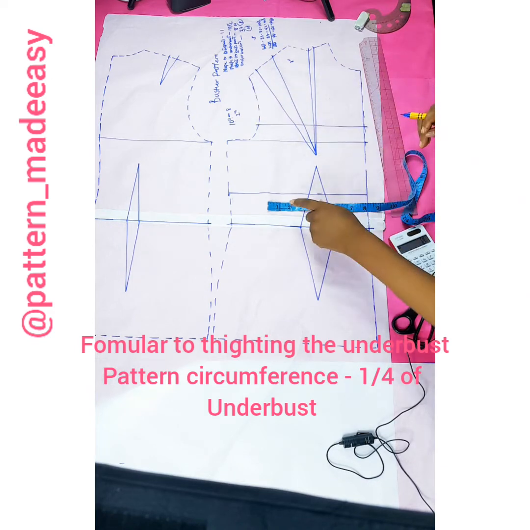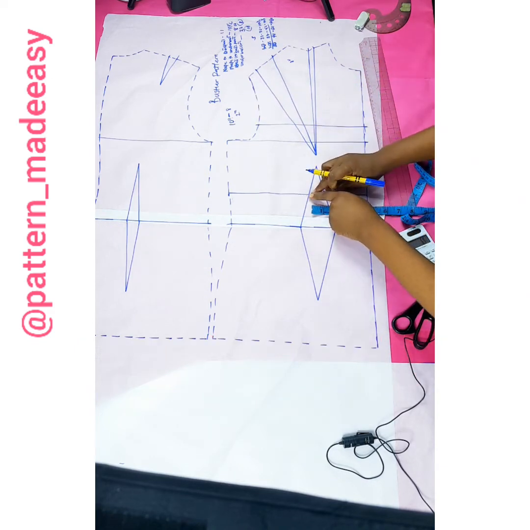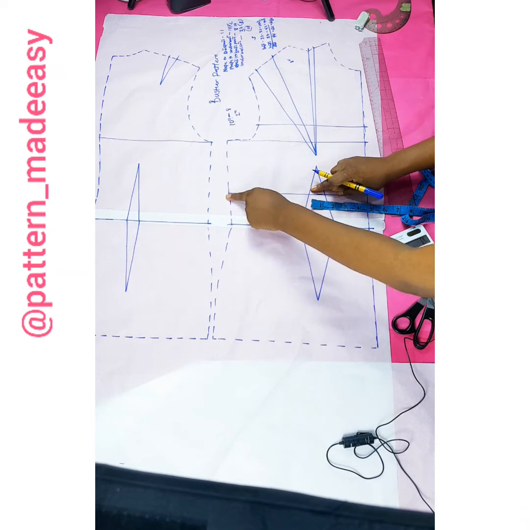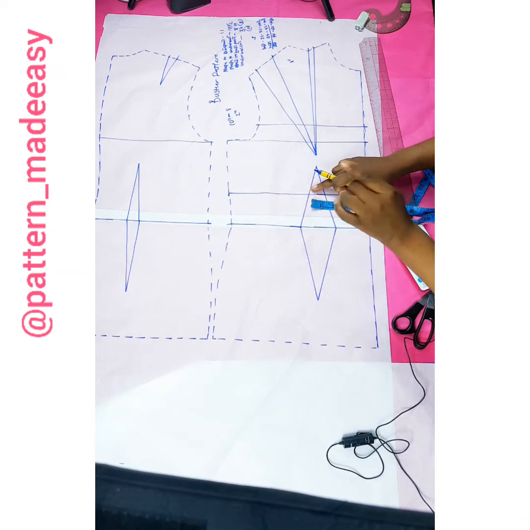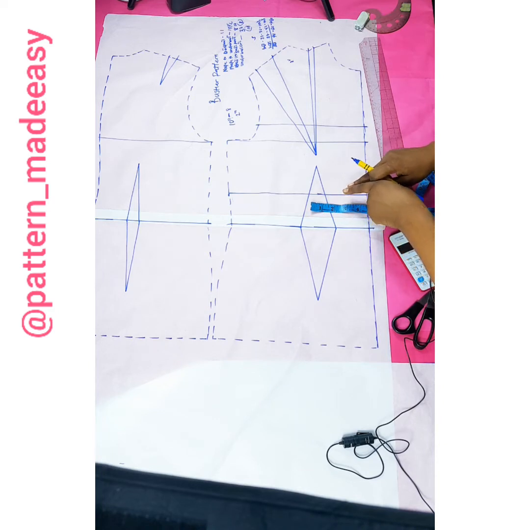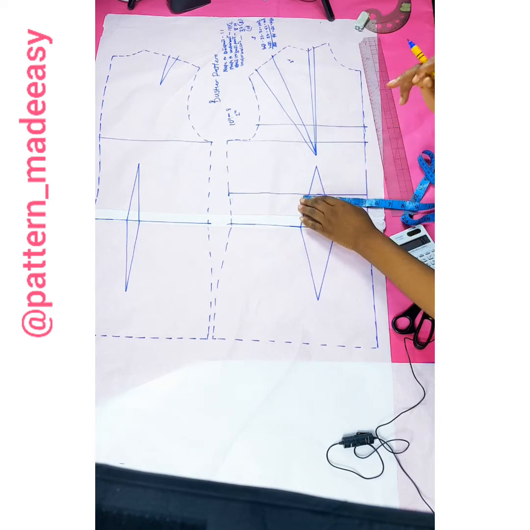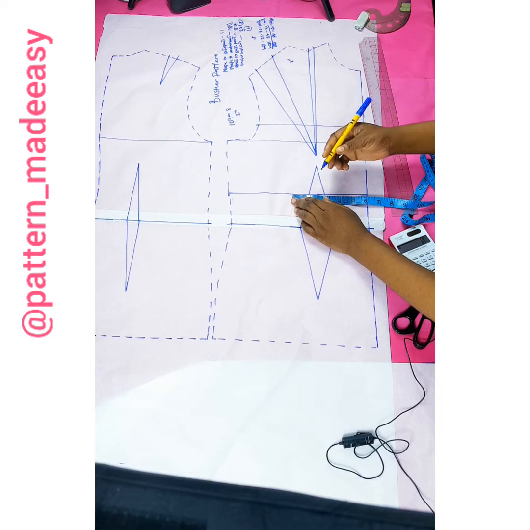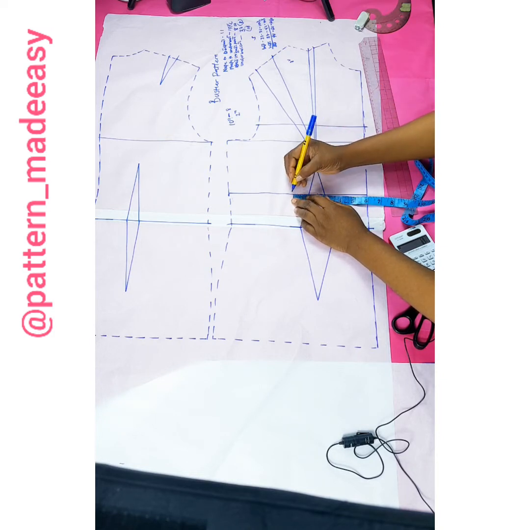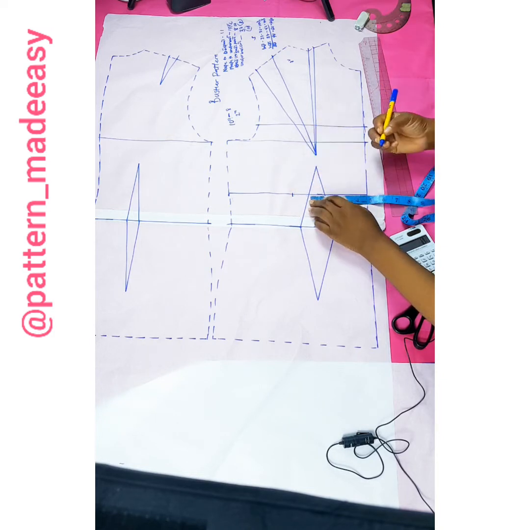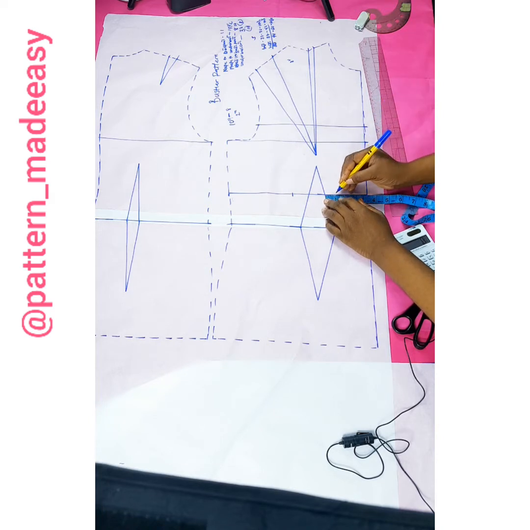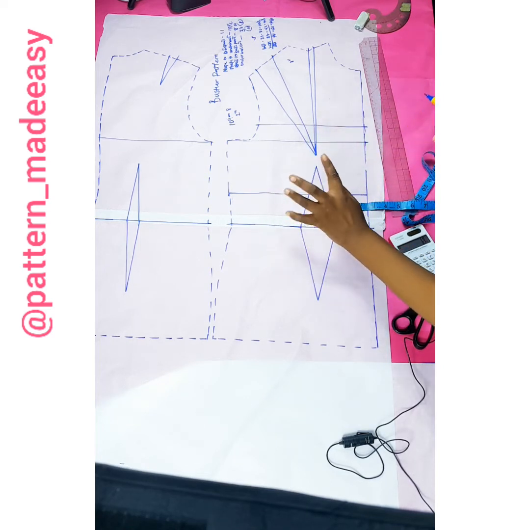So how do we distribute the 2 inches? The dart leg towards the side seam gets the bigger circumference, while the dart leg towards the central front gets the smaller circumference. So this is what I'll do. I will input 1.14 here, and then 5.7 over here, 1.147 over here, to make it perfect. So we've tightened our underbust.